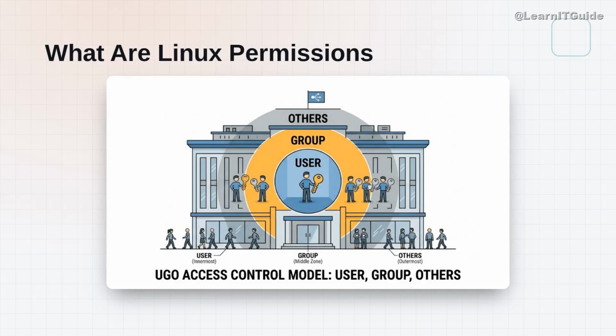What are Linux permissions really? They are a set of rules attached to every file and directory. Think of your server like a corporate office building. The owner has a master key. Their team has secondary keys for shared areas, and everyone else, the general public, only gets access to the lobby. That is the UGO model: user, group, and others.